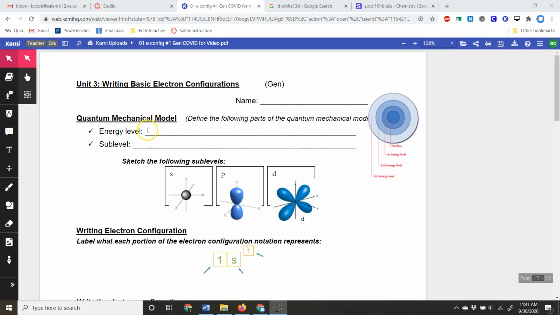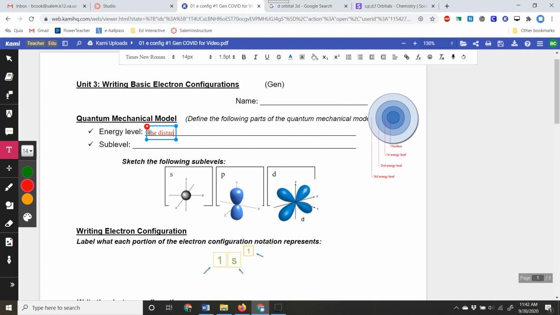When looking at electron configuration, we need to define the different parts of the quantum mechanical model, which is the electron cloud model. So the first thing that we need to talk about is energy level. Energy level is defined as the distance of the electrons from the nucleus.